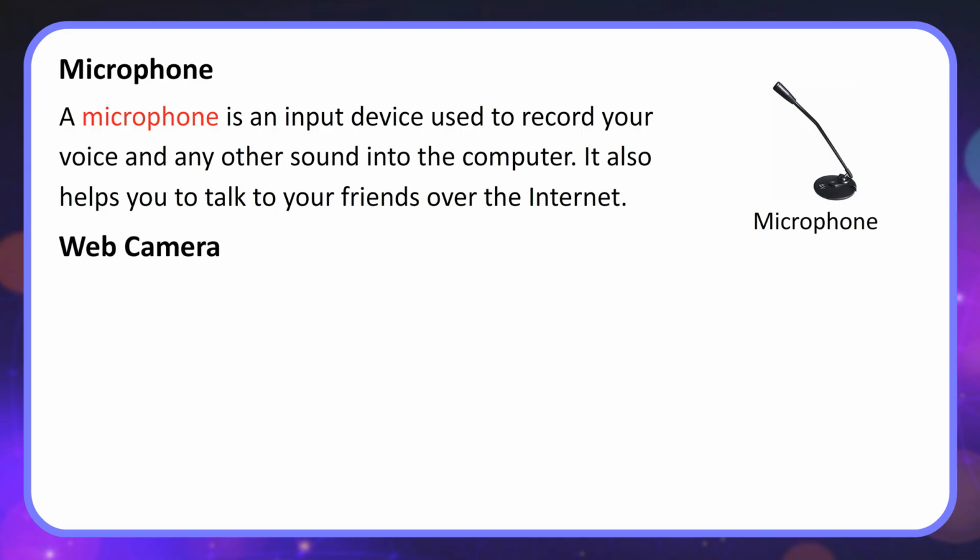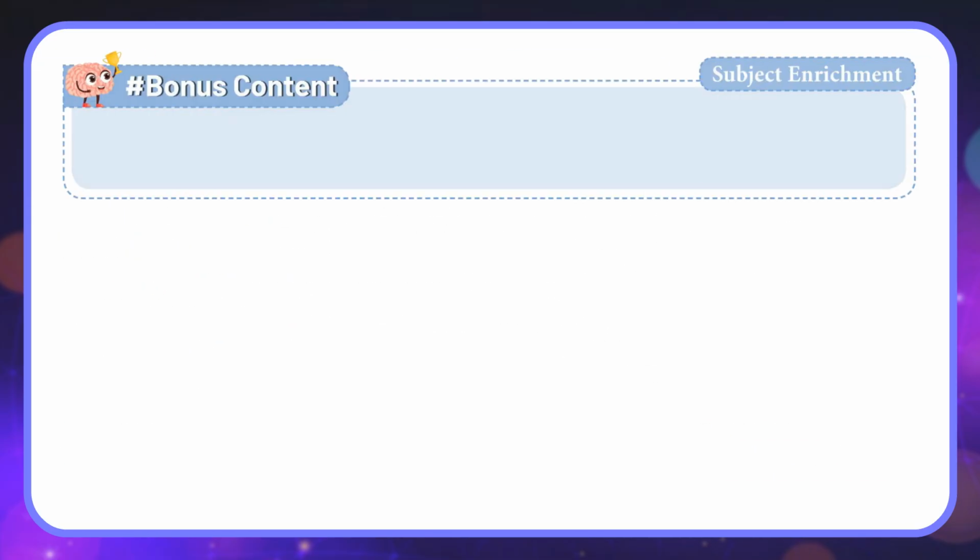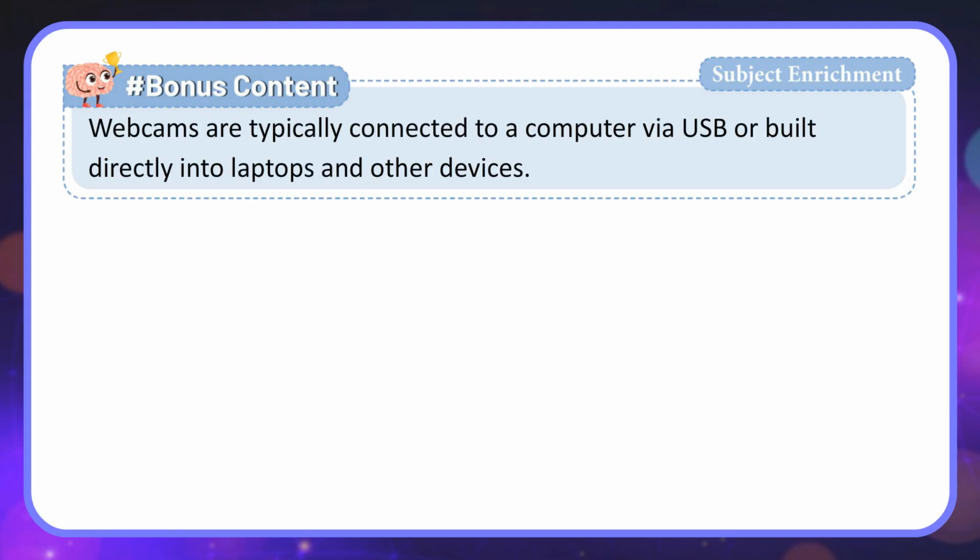Web camera. A web camera, commonly known as a webcam, is a digital camera that captures video and audio. It enables video communication over the internet. Web cameras are widely used for video calls, video conferences, and online meetings. Bonus content. Subject enrichment. Webcams are typically connected to a computer via USB or built directly into laptops and other devices.